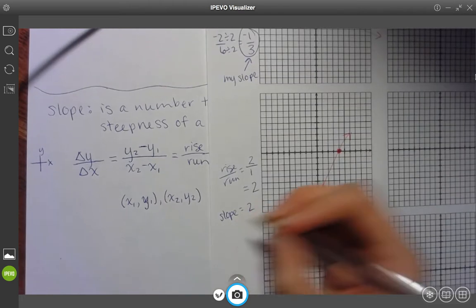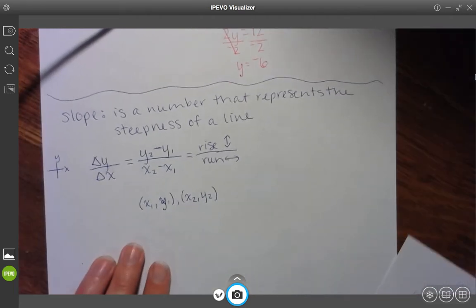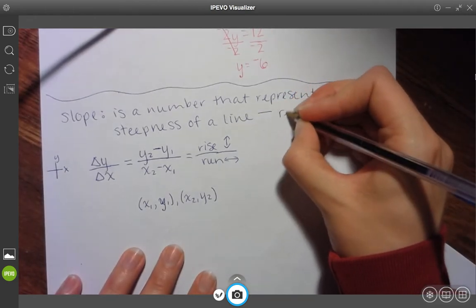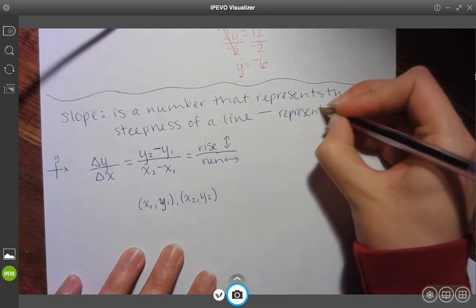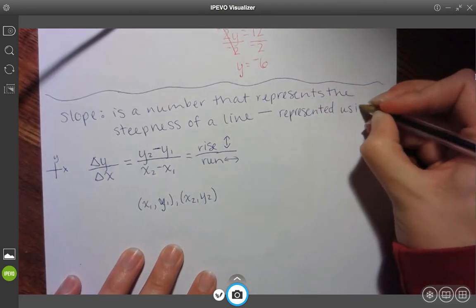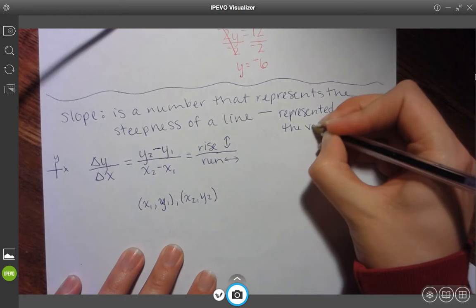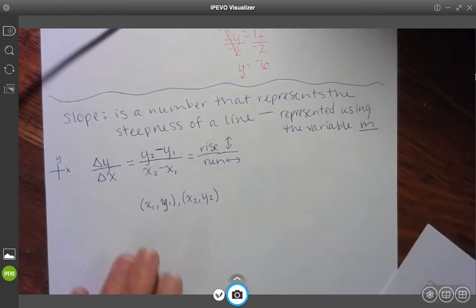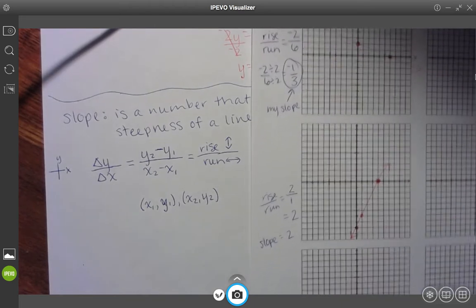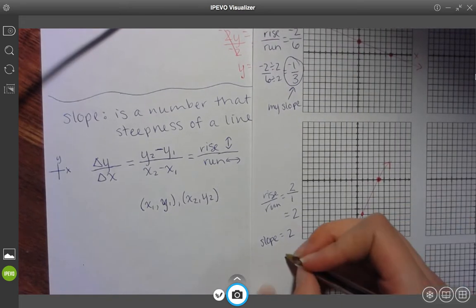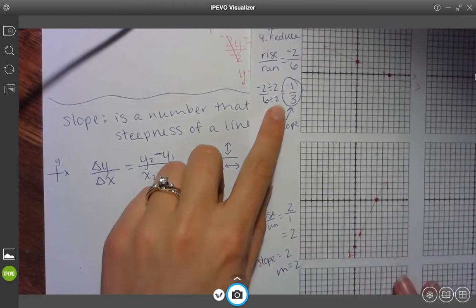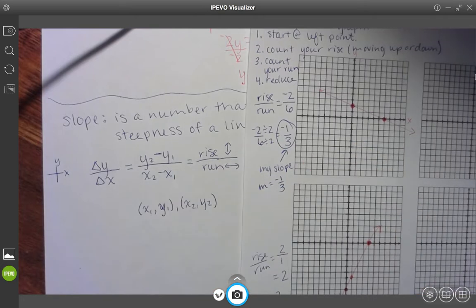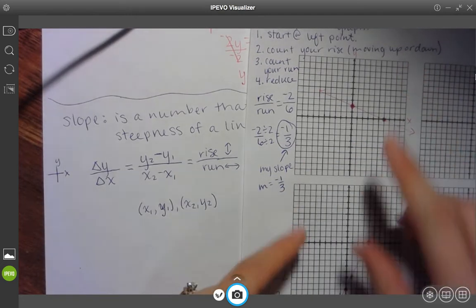Now remember, this is something we really didn't say before. Slope is always represented using the variable m. So if we're just given a single letter, slope will always be m. So here, my slope is 2, I would say m equals 2. Here, if my slope is negative 1/3, I would say m equals negative 1/3. All right, so that's how you find slope from a graph.